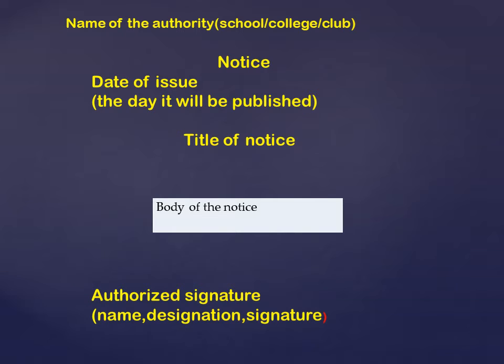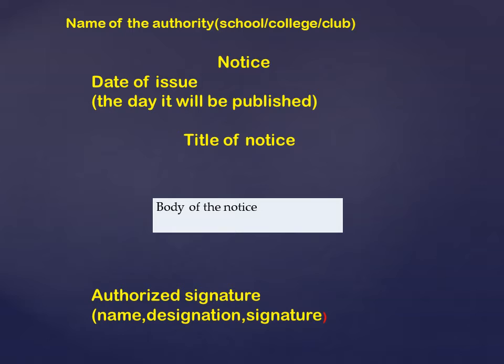The format is only one format. What is the format? First of all you have to mention the name of the authority: school, college, or club, whatever it may be. You have to mention the name of the authority. The authority name is the most important, because otherwise no one can understand who is issuing it.